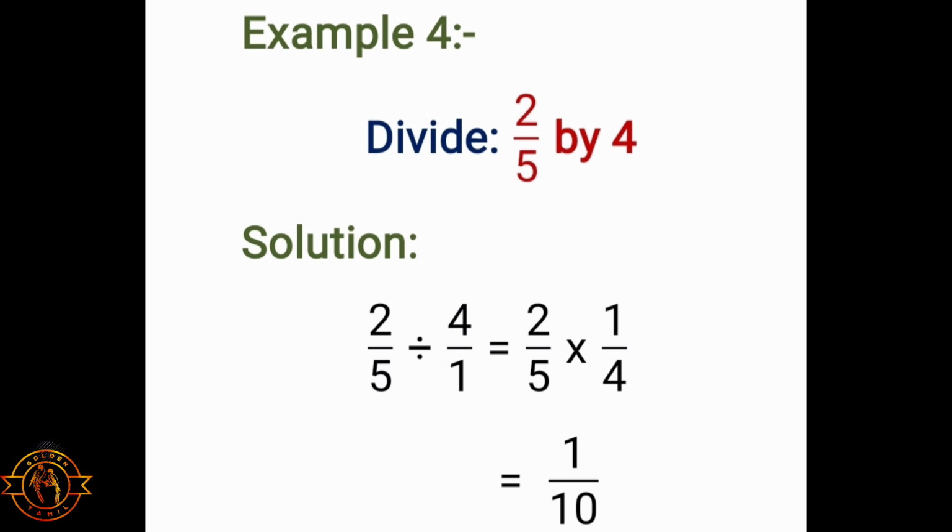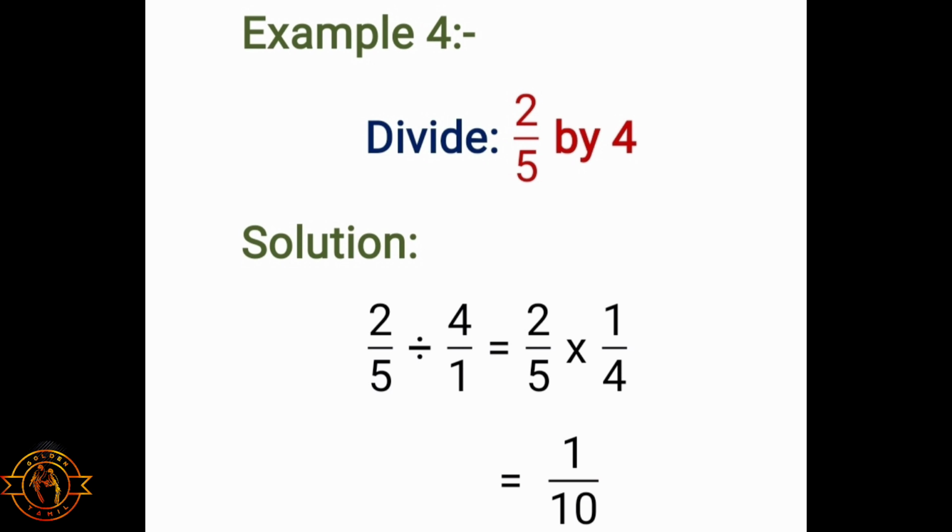Now let me see a simple example for division of two rational numbers. What is the problem given here? Divide 2 by 5 by 4. What we have to do? We have to divide 2 by 5 by 4. 2 by 5 divided by 4, and 4 can be written as 4 by 1. What is the condition? The first rational number should be multiplied with the reciprocal of the second rational number. What is the second rational number here? 4 by 1. What is the reciprocal of 4 by 1? Yeah, it's 1 by 4.